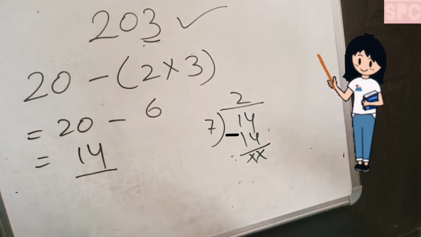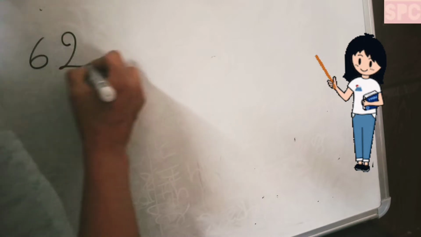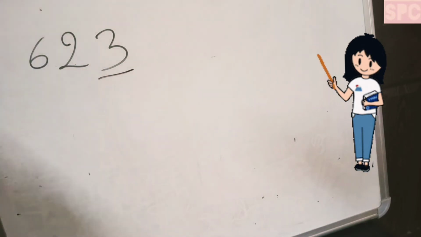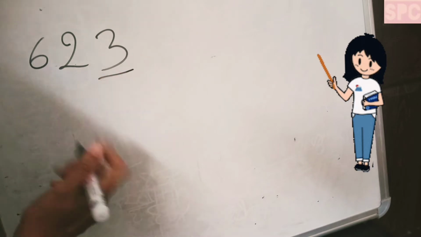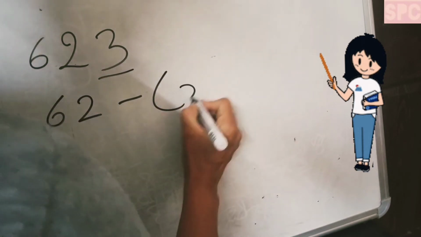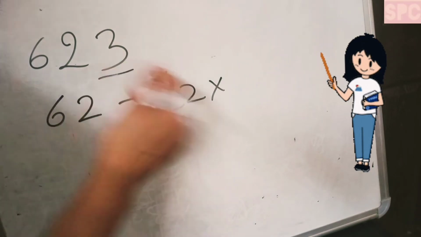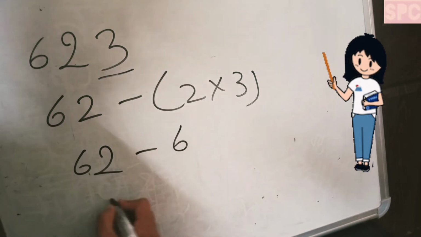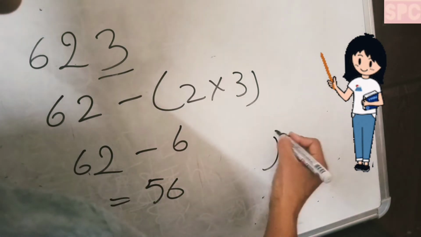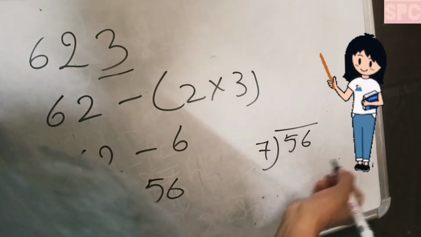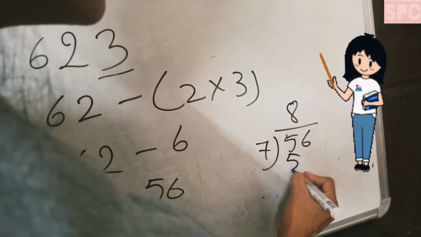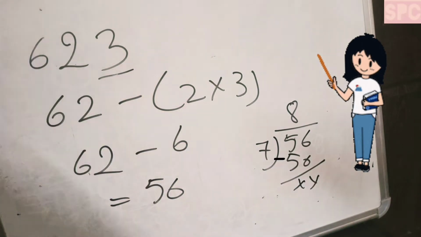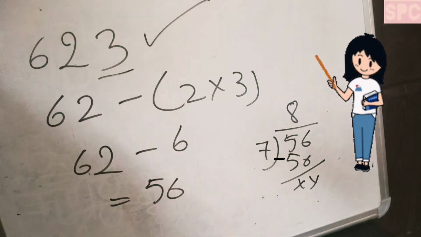Let's understand this with the help of one more example. Let's take the number 623. Here also the ones place digit is 3. So excluding this, we get 62 minus 2 into the ones place digit, 3. Here we will get 62 minus 6, which is 56, and 56 is also divisible by 7. So as 56 is divisible by 7, this number is also divisible by 7.